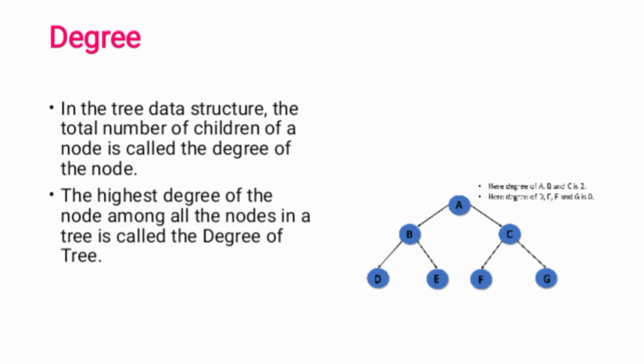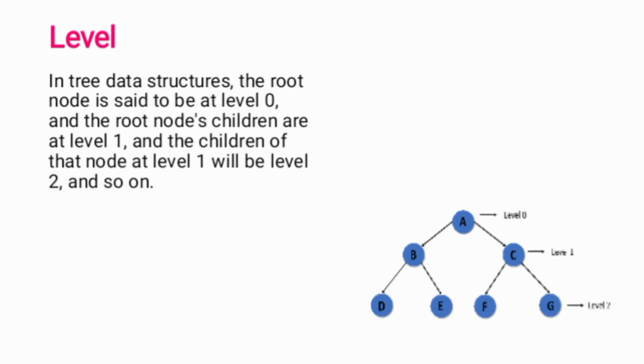Next, degree. The total number of children of a node is called the degree of the node. The highest degree of the node among all the nodes in a tree is called the degree of the tree. Here the degree of A, B and C is 2 and the degree of D, E, F and G is 0. The next terminology is level. The root node is said to be at level 0 and the root node's children are at level 1, and the children of those nodes at level 1 will be at level 2, and so on.